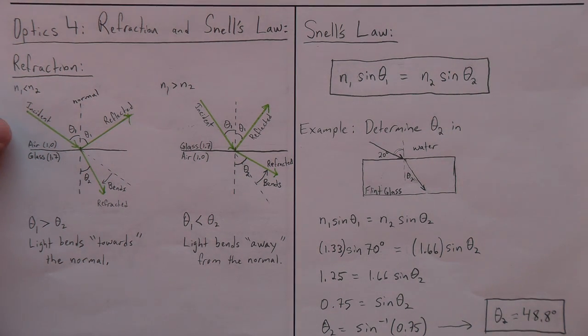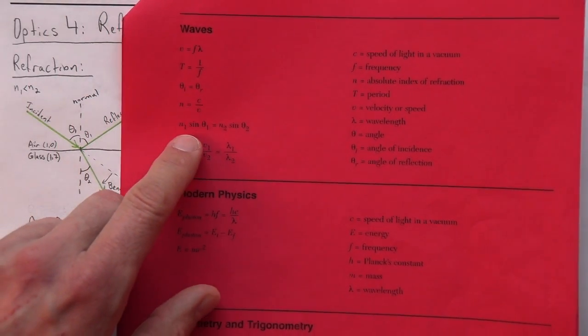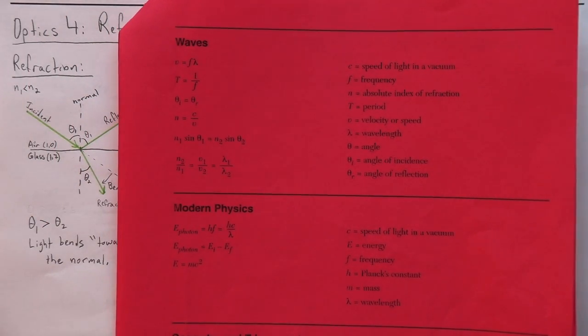So what I have here is light coming from air and going into glass. The light bends toward the normal. In other words, theta 2 is smaller than theta 1. You can calculate those angles using Snell's law on the reference table.